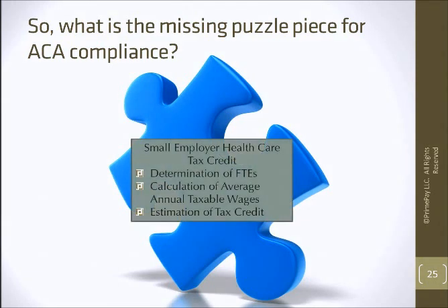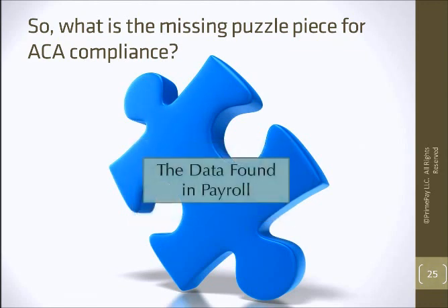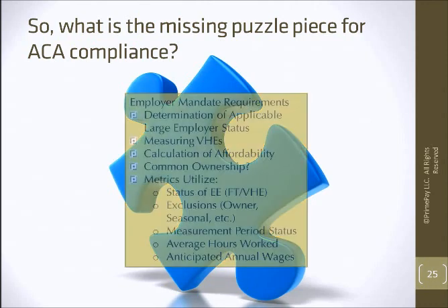Interesting. Okay. So the small employer health care tax credit, as we talked about, we need to determine the number of full-time equivalents, and we also need to calculate the average annual taxable wages. There's one other piece to that, which is that the employer does need to contribute at least 50% of the single rate. But by looking in payroll, you can quickly estimate what that tax credit is going to be for that employer and move forward with whether it's going to be enrolling through the SHOP coverage or whether you're going to do it outside of SHOP entirely. So where can you get that information? Aha, yes, that's right. It's found in payroll.